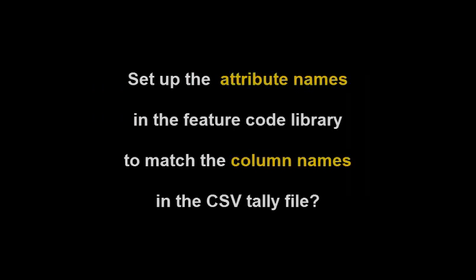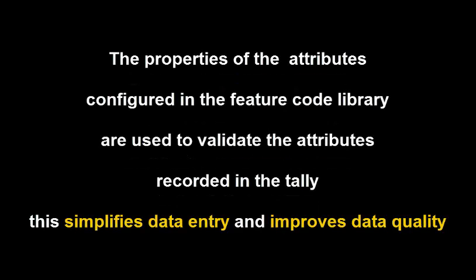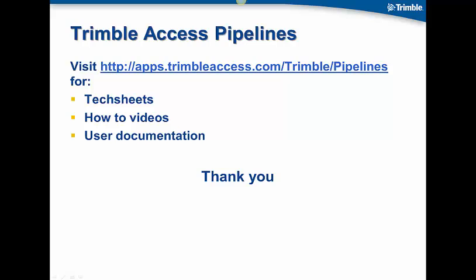To recap briefly, if you have attribute names in the feature code library that match the names in the heading of the tally file, then when creating a tally, the properties of the attributes in the feature code library will be used to validate the attributes recorded in the tally, thus simplifying data entry and improving data quality. This completes our video explaining how to use attributes to make the tally form smarter.